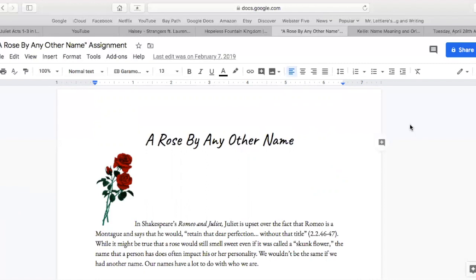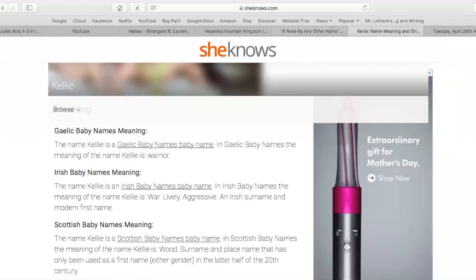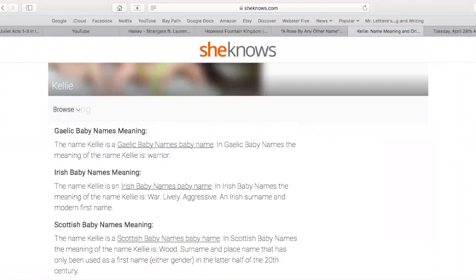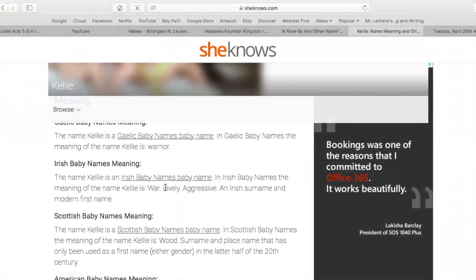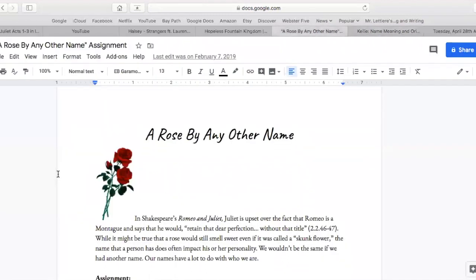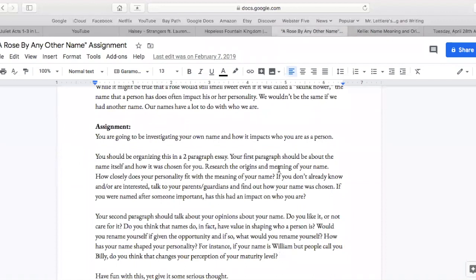As an example, I did kind of pull up my name and what my name means. So my first name is Kelly. It says it's a Gaelic baby name with the meaning warrior. So in the name Kelly, war, lively, aggressive. So when I look that up, I look at this assignment and it says research the origins, meanings of your name. Does it fit your personality or meaning of your name?